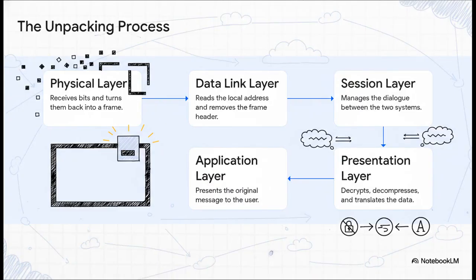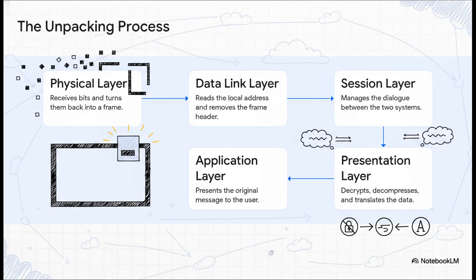So, the physical layer turns the signals back into a frame. The data link layer reads the local address, realizes, hey, this is for me, and unwraps it. The network layer confirms the global IP address. The transport layer reassembles all the little pieces back in the right order, making sure everything arrived safely.